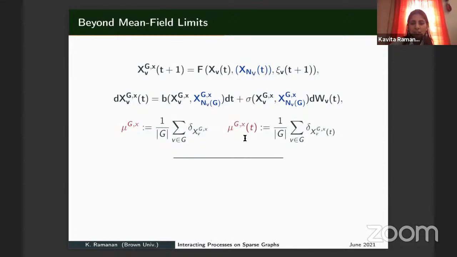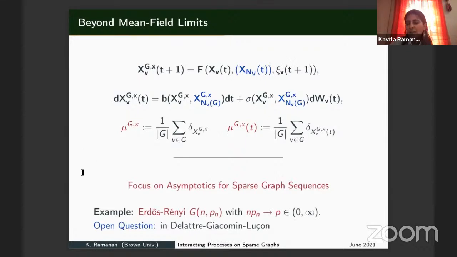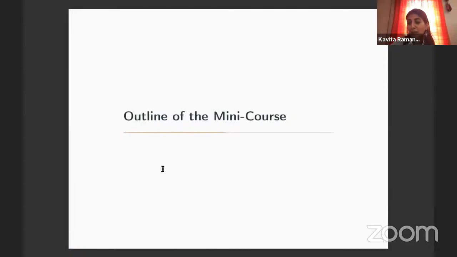And so here's our dynamics, and here's our global empirical measure. And we want to focus in this class on what we can say about asymptotics for sparse graph sequences. Like I said, for example, if you have an Erdős-Renyi graph, G(n, p_n) with n p_n going to p in (0, infinity), this was an open question in Delattre, Giacomin, and Luçon: what happens in this case? Because they looked at the case n p_n goes to infinity. Or you could look at a random regular graph with a fixed d, and many others. I'm going to tell you what other kinds. So that's sort of the background.